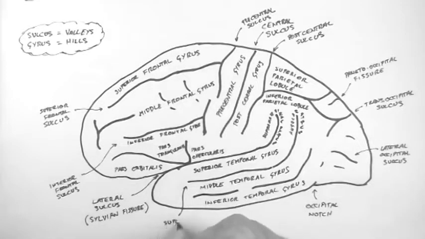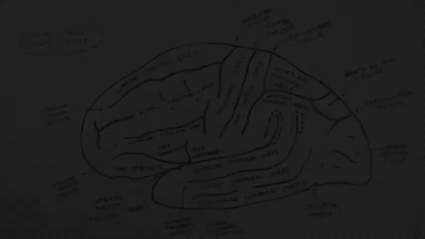Down here is the superior temporal sulcus and the middle temporal sulcus. There's also an inferior temporal sulcus, but that can be seen from the other side of the brain. We'll have a look at that in a later video. And that's an overview of the gross cortical anatomy of the brain.